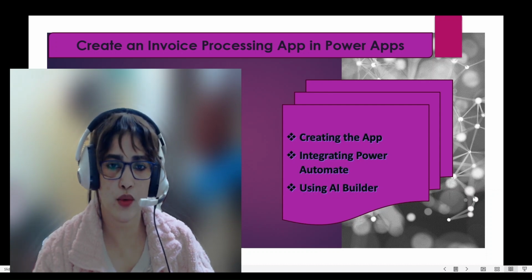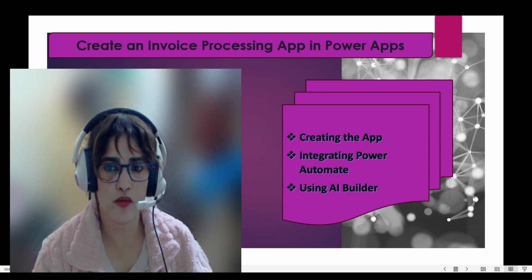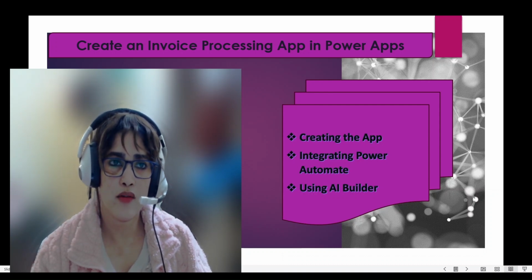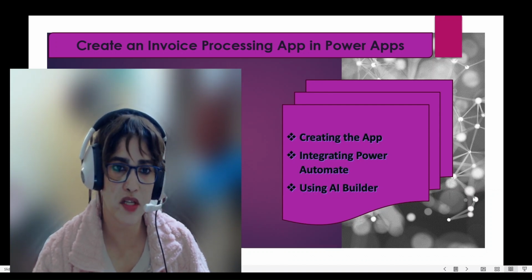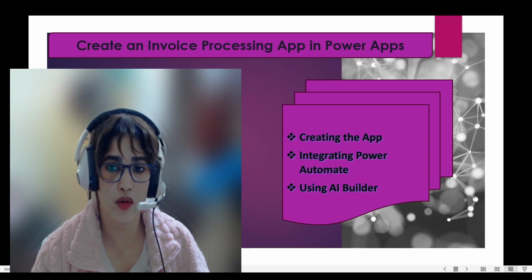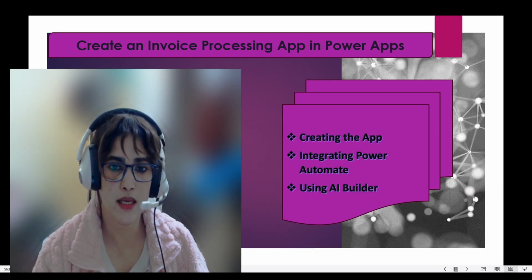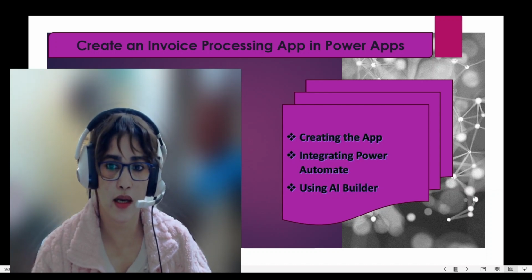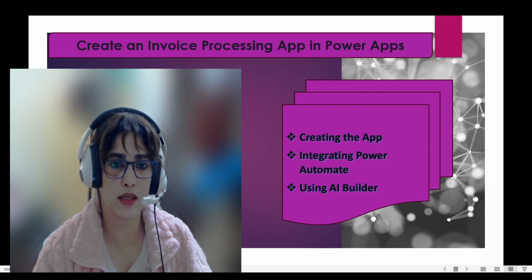Now, just giving you an introduction on what I'm going to do in this video. Firstly, I will guide you through the process of creating a new app from scratch. You will learn how to design the user interface, add controls, and configure the app to capture and display invoice data. Then I will show you how to integrate Power Automate to automate tasks such as extracting information from our invoices and updating records in your data source. Then how to use AI Builder to extract key information from invoices automatically. This includes setting up AI models to recognize and process invoice data, which will reduce manual data entry.